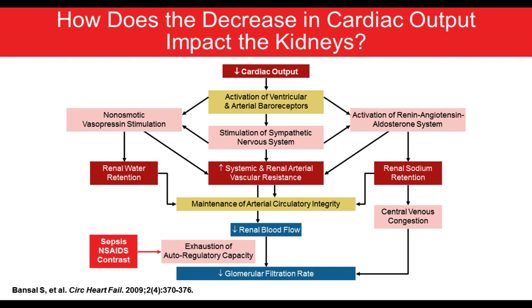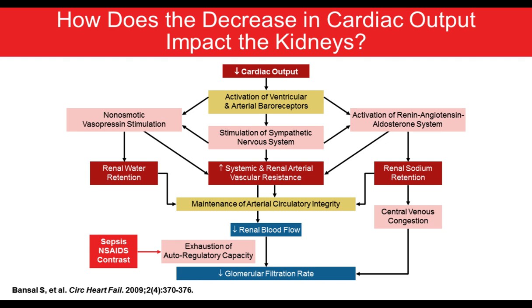So the decrease in the cardiac output, which is impairing the integrity of the circulation, is now being maintained by the increase in the systemic vascular resistance and by the increase in the retention of sodium and water. So these are the compensatory mechanisms. These are good. They try to maintain the arterial circulatory integrity.